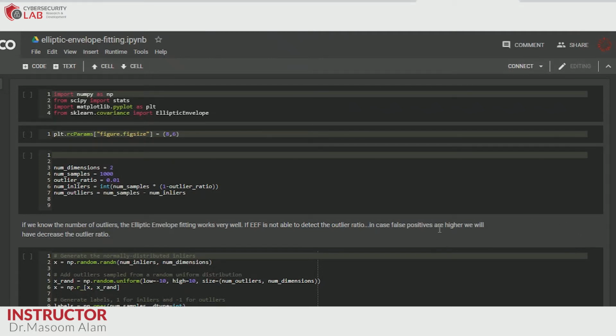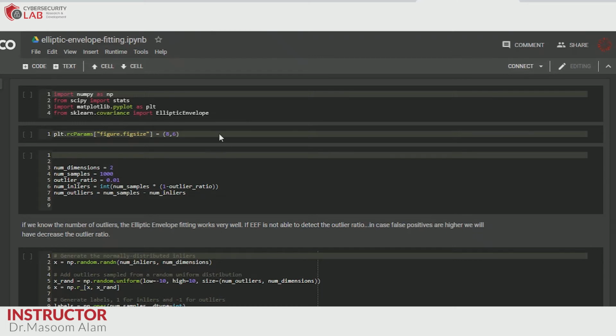Now let's take a look at the elliptic envelope fitting. Here the main point is that we need to find the outliers within the dataset itself. Let's take a look at the elliptic envelope fitting, which is used to find the outliers within the dataset itself.